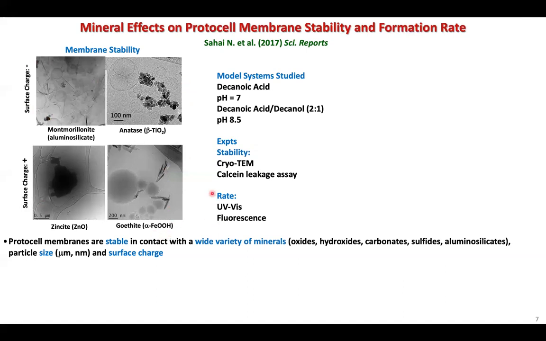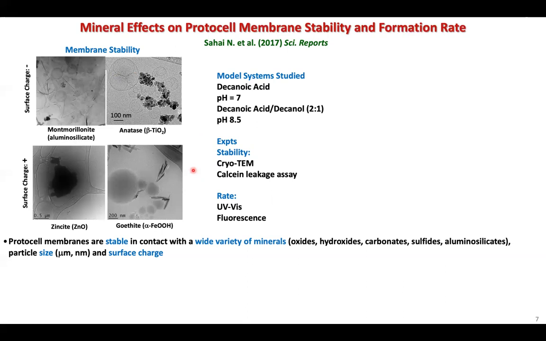This is a cryo-TEM image. And this was done in the presence of both decanoic acid at pH 7 and a decanoic acid decanol mixture at pH 8.5. We also did calcein leakage assays. You encapsulate calcein inside the vesicle, interact with the mineral, and check if the dye leaks out and the fluorescence changes. We don't see any of that. So the membranes are stable in contact with a wide variety of minerals.